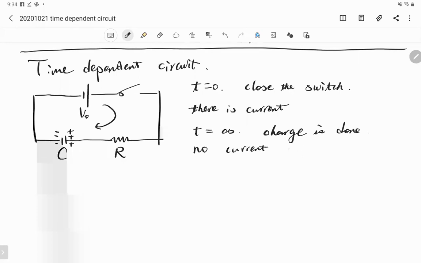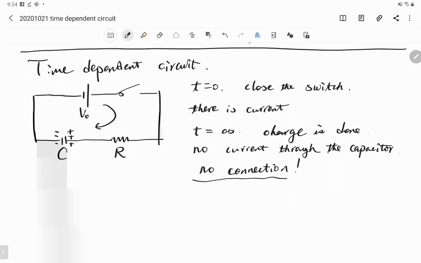No current through the capacitor, because no connection. It is very important. At a steady state, no current, and in the capacitor, there is a stable electric field, but there's no current.